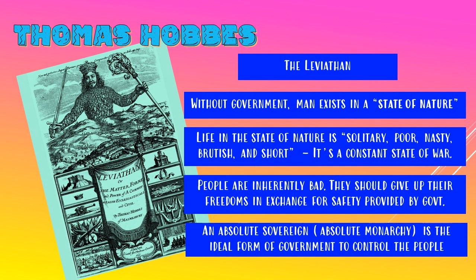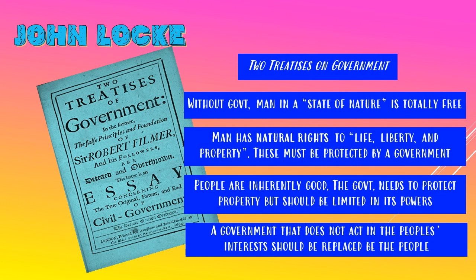People should give up their freedom because the government is going to give them safety and stability. And so he thinks that the only form of government that's going to work is an absolute monarch. So a king with unlimited powers would be the best government because it would be able to control all of these bad people. Later, John Locke comes along.